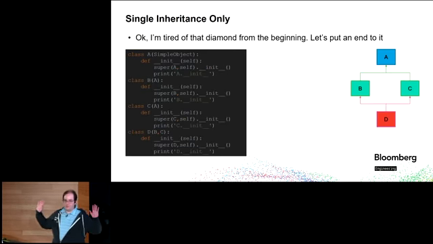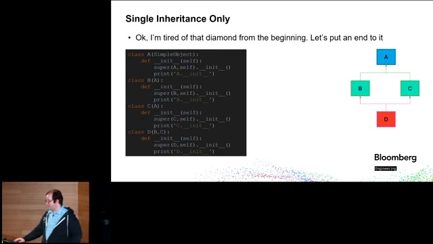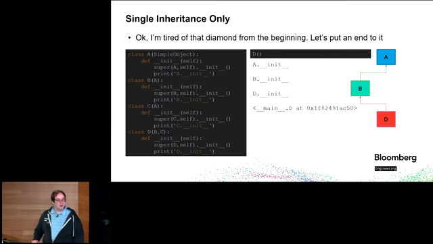So, you know what? I'm tired of the diamond. Let's get rid of this diamond. Here's the diamond from the beginning. Let's put an end to it. Here's what I want. You write A, B, C, D. You write the darn diamond. I'm taking C out. You can write it, but I'm not doing it. Yeah, I'm just taking C out.